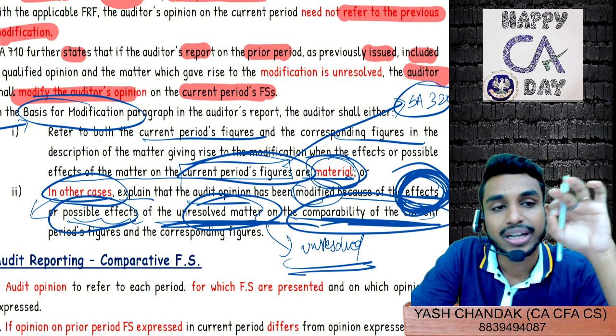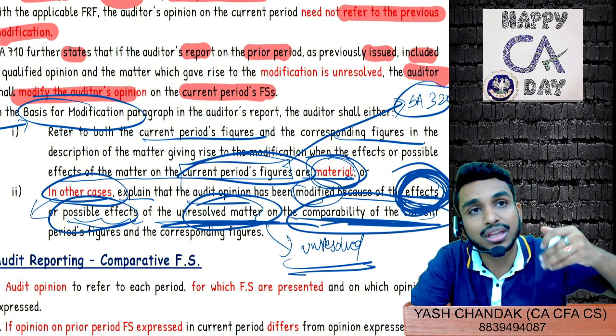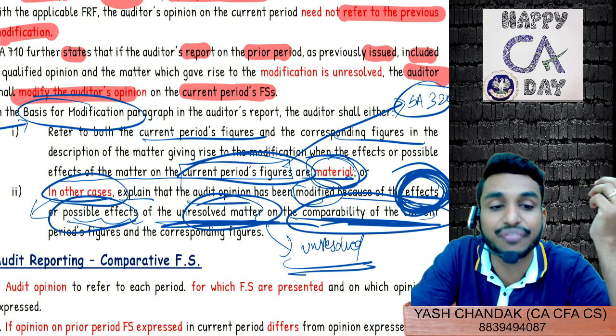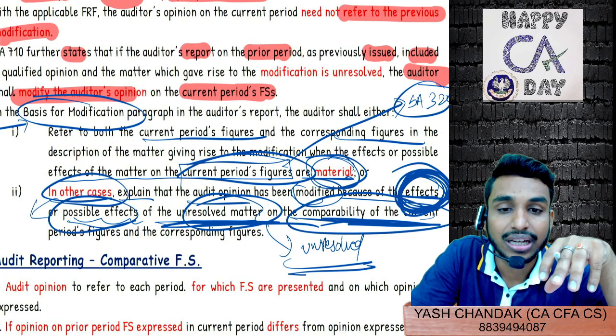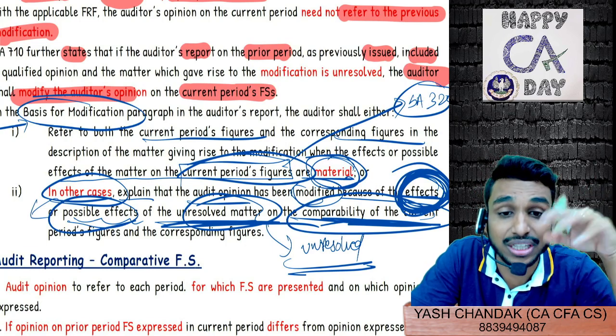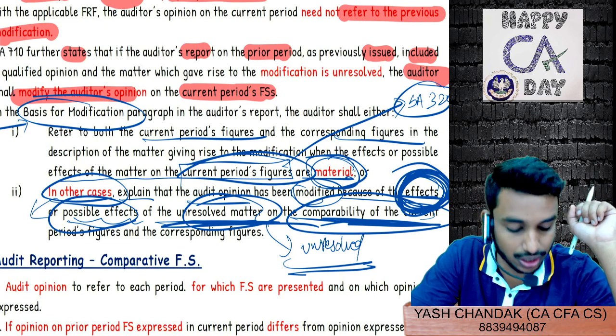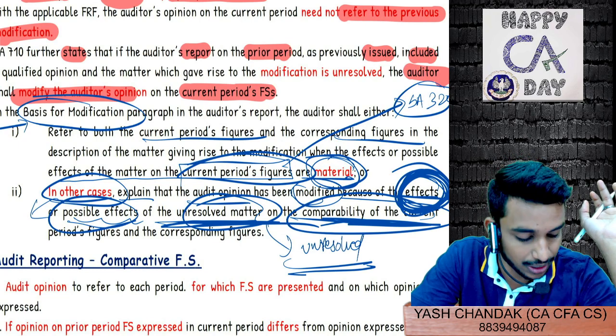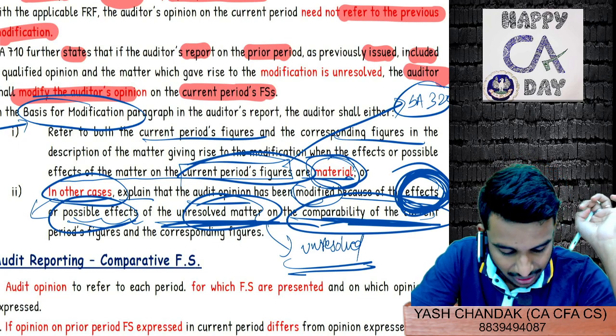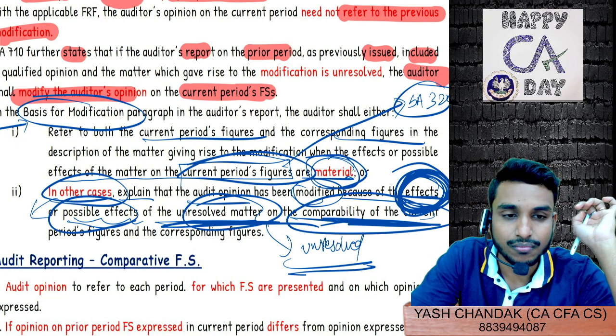However, you will say what? That we are not able to indicate any effect, or the possible effect of this mismatch is significant on the comparison, हमारा नहीं हो पा रहा है. Effect or the possible effect of the unresolved matter is on the comparability of the current period figures and the corresponding figures. ठीक है.